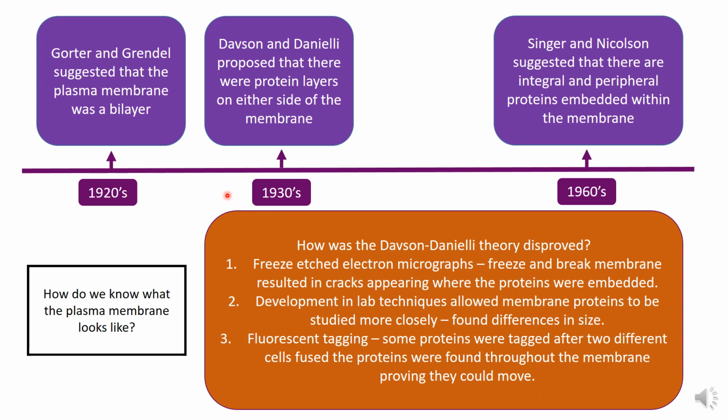In the 30s, Davson and Danieli proposed that there were protein layers on either side of the membrane, so they suggested it was a kind of sandwich. So it had a protein layer, then it had your bilayer, and then another protein layer.